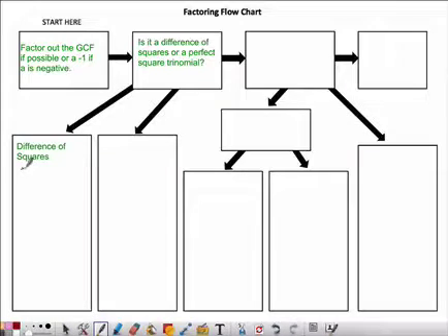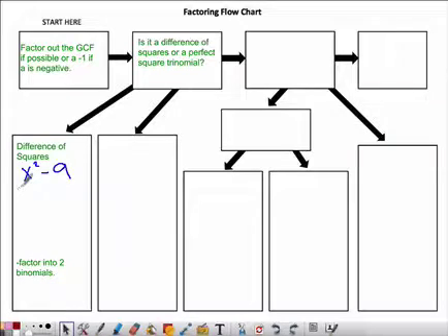X squared minus 9. This is a difference of squares. Again, if you need more specific information, you're going to have to go to the difference of squares video. But this is a difference of squares because this one's a perfect square, this one is a perfect square, and I'm subtracting them. So how would I factor this? Well, the first thing you need to know is that you're going to factor it into two binomials. Okay, so I'm going to set that up.